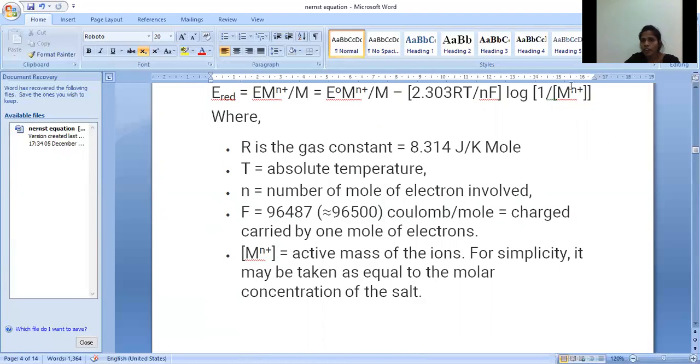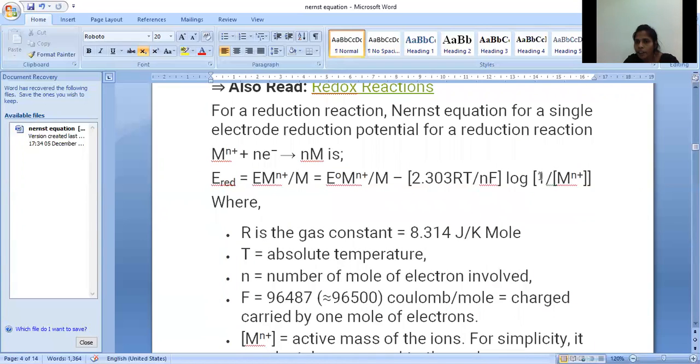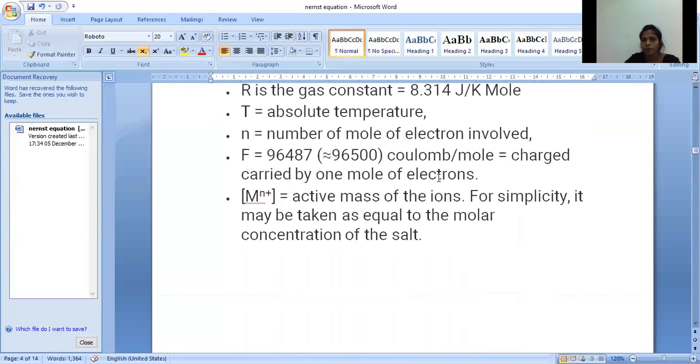[M^n+] is the active mass of the ions. For simplicity, it may be taken as equal to the molar concentration of the salt. So here square brackets is nothing but the concentration, the concentration of the electrolyte. If the metal is having any charge, that is the electrolyte. I'll explain later why we have written 1 by [M^n+] in the place of Q. So this is the Nernst equation for the single electrode.